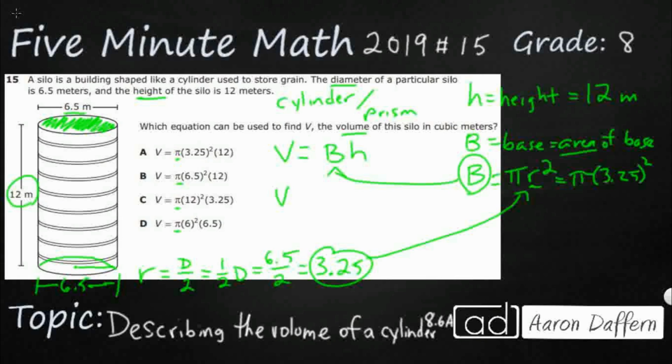So volume equals pi times 3.25 squared. Now I got to bring in my height, which is times 12. So you're putting all that together, you are going to get your answer, A.